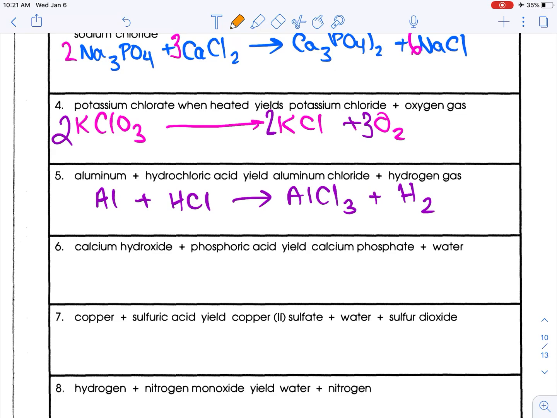And if I did this, that won't work because of my products. So I need a common multiple of 2 and 3. How about I go with 6? So if I want a 6 here, then I could put a 2 here. So my chlorines are 6 and my aluminums are 2. So I'd throw that there. And then I need 6 hydrogens, so I'll put a 3 here.